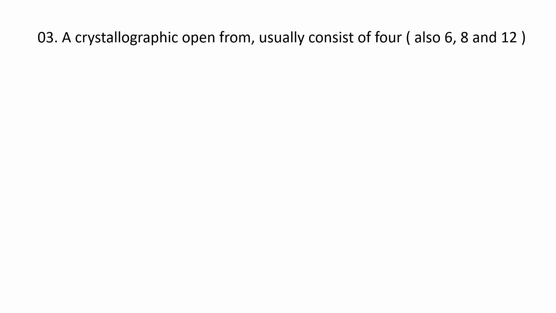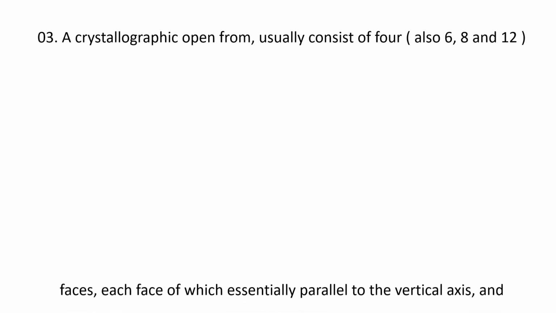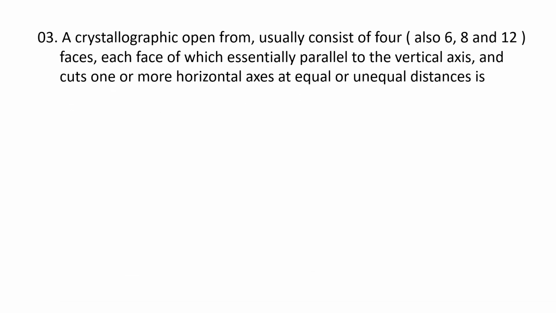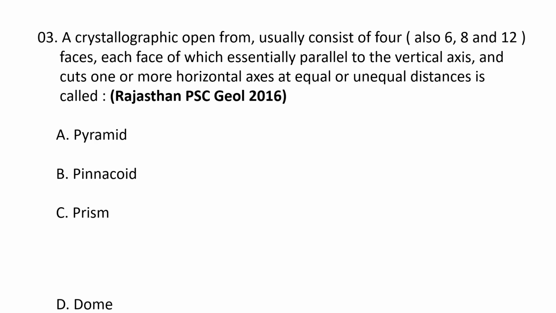Next question. A crystallographic open form usually consists of 4, also 6, 8 and 12 faces, and each face of which is parallel to the vertical axis and cuts one or more horizontal axes at equal or unequal distances is known as A. Pyramid, B. Pinacoid, C. Prism, D. Dome. So the correct option is C. Prism. A prism is a 3 or more faced form wherein the crystal faces are all parallel to the same line. And if the faces are all parallel, then they cannot completely enclose the space. So the correct option is C.